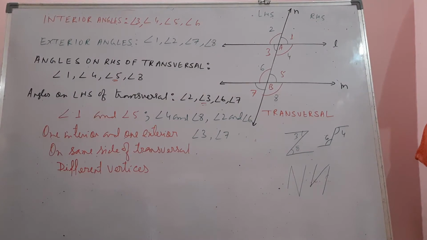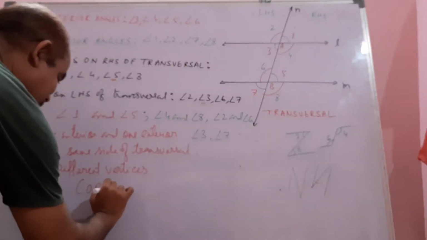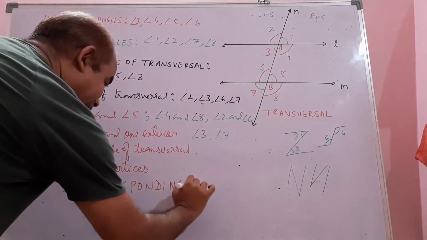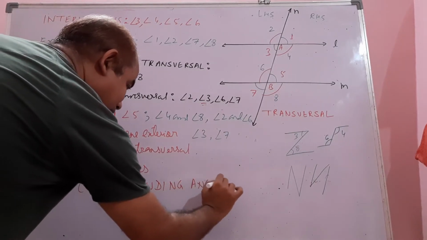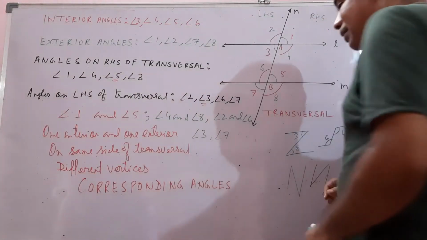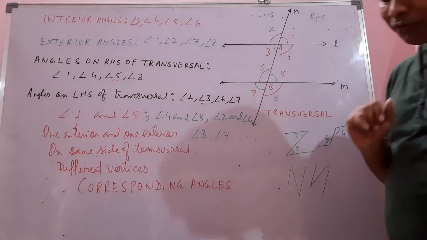Now, what is the name of this pair of angles, like 1 and 5, 4 and 8, 2 and 6, which satisfy these conditions? They are called corresponding angles. Now, one important thing in corresponding angles is that out of the two angles, one is exterior and one is interior.